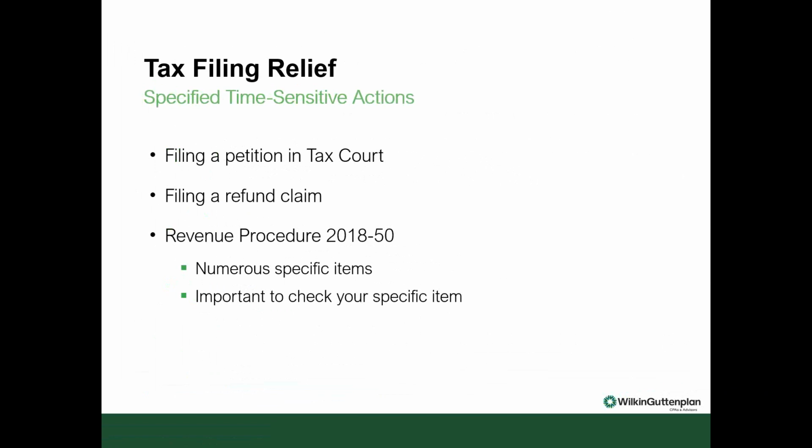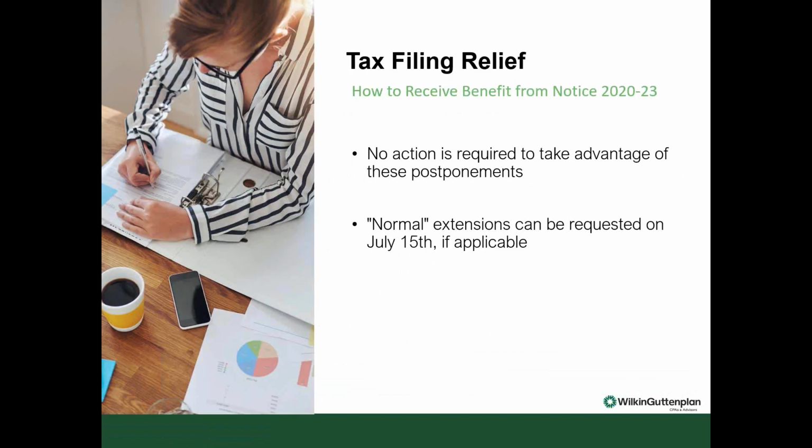Also, if you are filing a refund claim, meaning that we generally have 3 years from the date you file a return to amend it, that has been extended as well. And filing certain petitions in the tax court have been extended as well for the same window. So check those specifically. How do you take advantage of this relief? It's automatic. As long as you qualify, as long as it's not a payroll tax or an excise tax, generally if something was due on April 15th, it's now been pushed to July 15th. And if you had an extension that you wanted to file by April 15th, you now have to file it by July 15th.